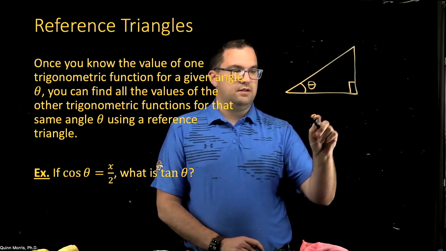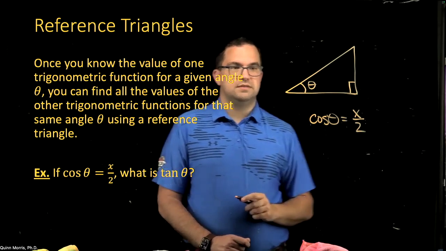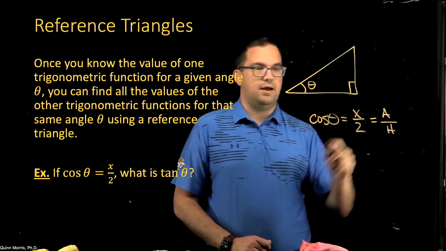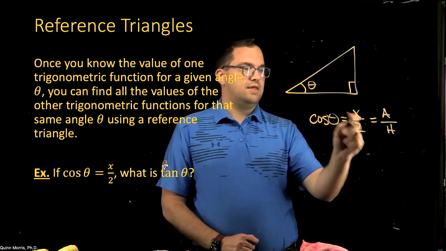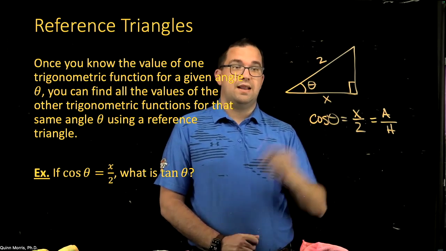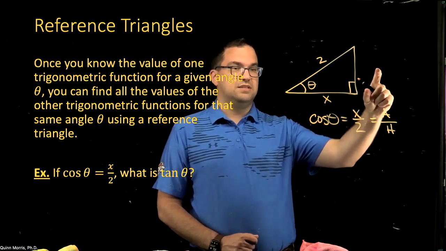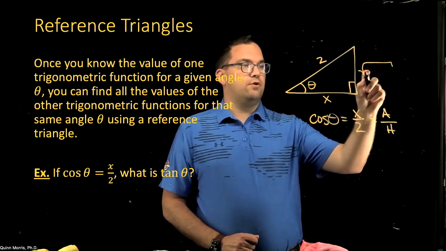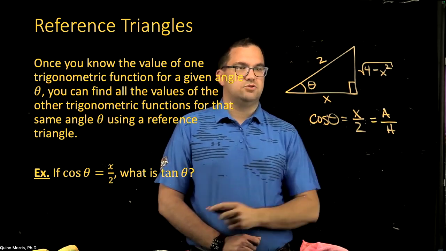Okay. So I'm given that cosine of theta is x over 2. And cosine of theta, I know, is the ratio of my adjacent side to my hypotenuse. So I might as well create my reference triangle so that the adjacent side is x and the hypotenuse is 2. If I do that, I can solve for the remaining leg here using the Pythagorean theorem. So x squared plus this side squared should be equal to 2 squared. And so this side will be the square root of 2 squared, which is 4, minus x squared.